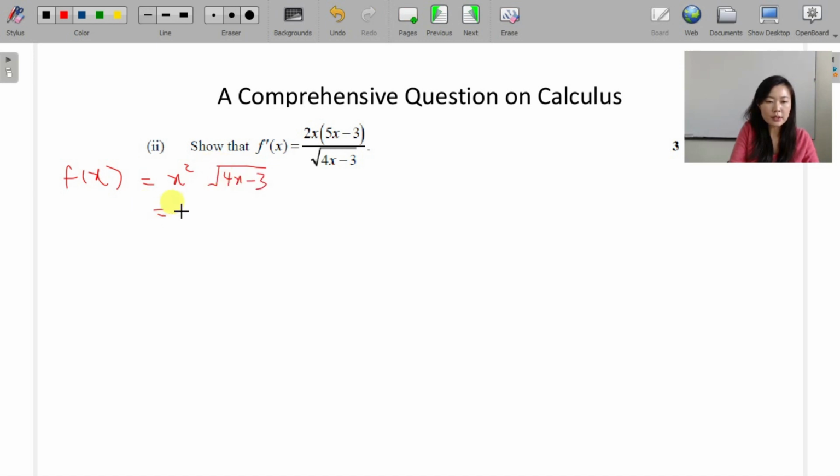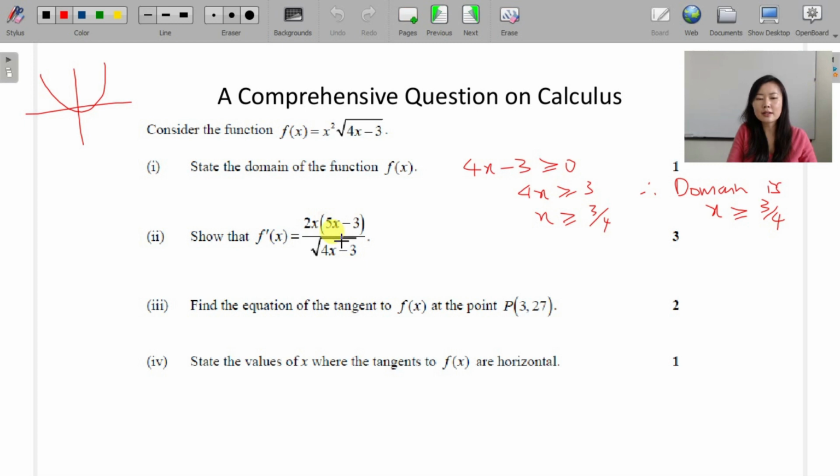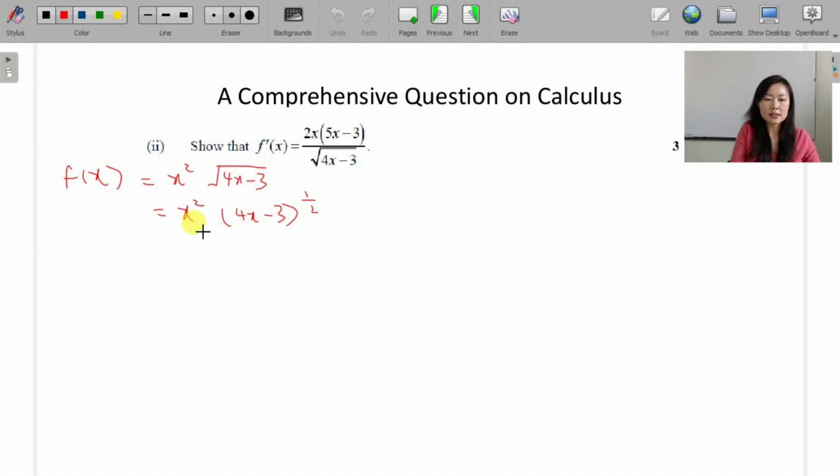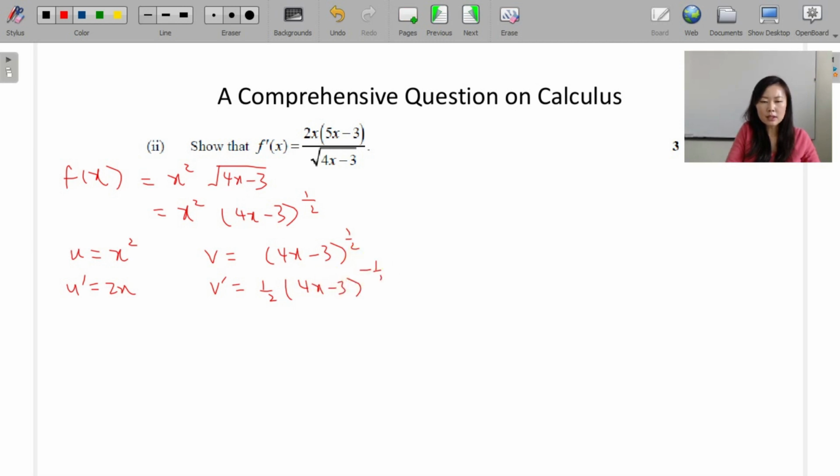So this one's a little bit tricky, but at the same time, it's in the question, right? So if you go back to the question, if you couldn't get the second part, just go and do the third part. Just take the answer and do the third part. All right, so I'll change that to fractional indices. So product rule. U dash is 2x. V dash is bring the power down, subtract the power by 1 times the derivative of the inside. 4 on 2 is 2.